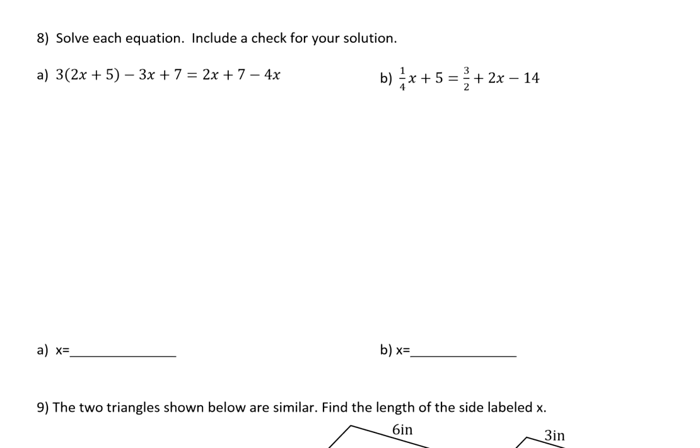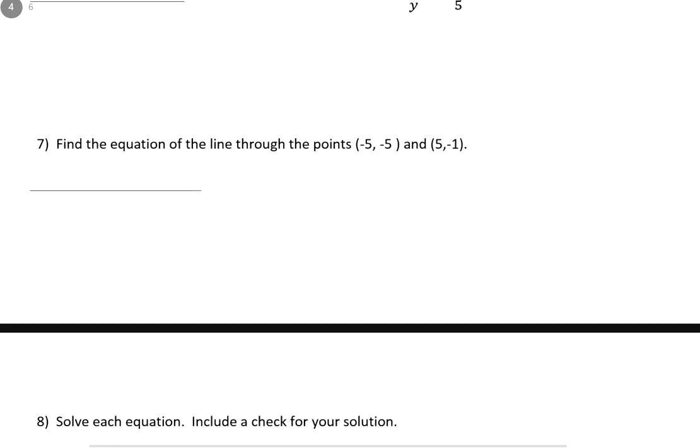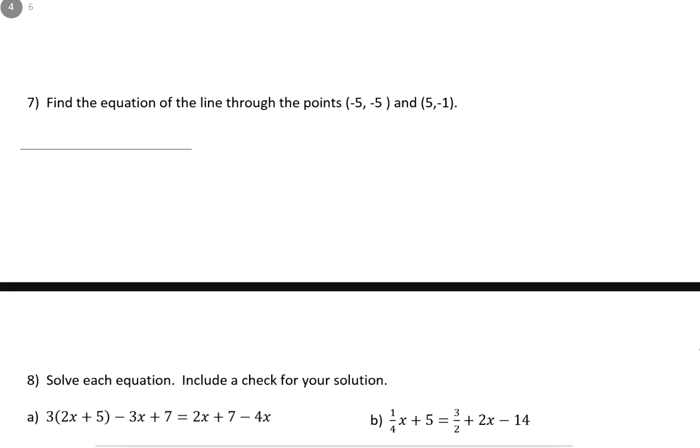Solve each of these equations. So there's a couple nice simple linear equations. One of them, I imagine, you probably use fraction busters to get rid of some fractions. The other one's just some distributive property, collecting like terms. Let's see, find the equation of the line going through 2 points.